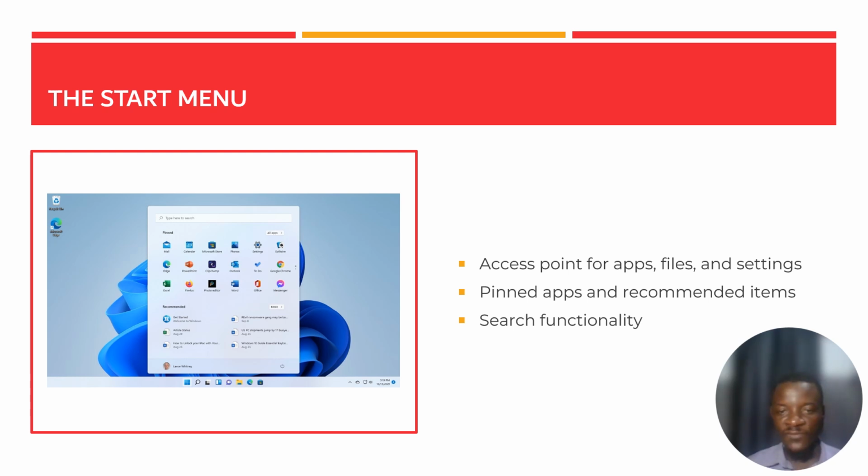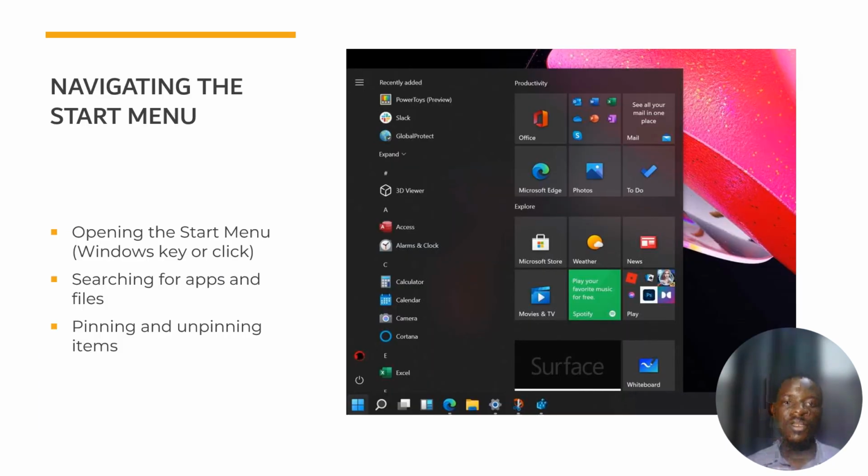You can actually use it to search for apps, and you also have access to searching online in case you're looking for any other information that is not on your PC. So what are the things you can do when you are navigating the Start menu?